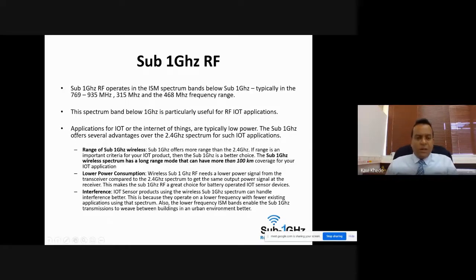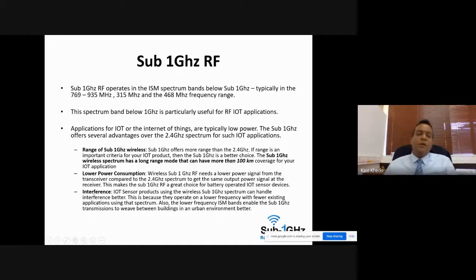So here we get lots of advantages by going for lower frequency. Here are some advantages. The range is very long. Sub 1 gigahertz offers more range than 2.4. The range is an important criterion. If you want to transmit longer distances, sub 1 gigahertz will give you that. What kind of distance are we talking about here? We're talking about 100 kilometers. Not only a few meters, not 1 kilometer, not 2 kilometers, very far. It can carry your data 100 kilometers. It is still low power, needing a low power signal for the transceiver compared to 2.4 gigahertz.